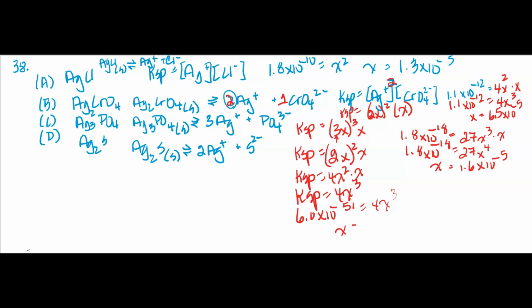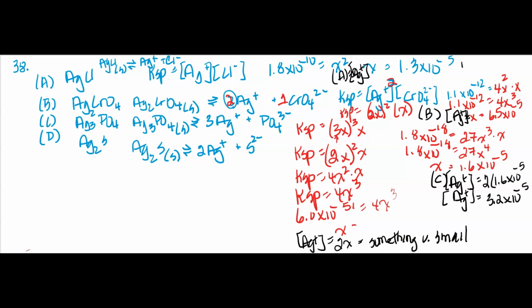And so on. The question asks which salt will have the highest silver ion concentration. So the silver ion concentration, let's calculate that now. We go through these one by one. For A, the silver ion concentration is 1.3 times 10 to the minus 5th molar.